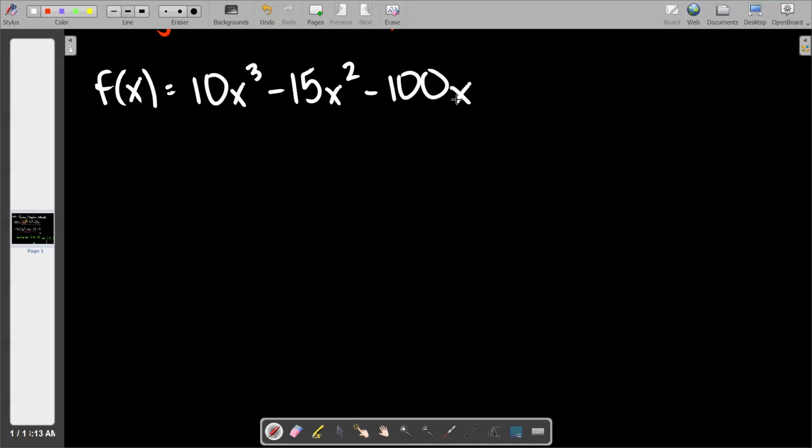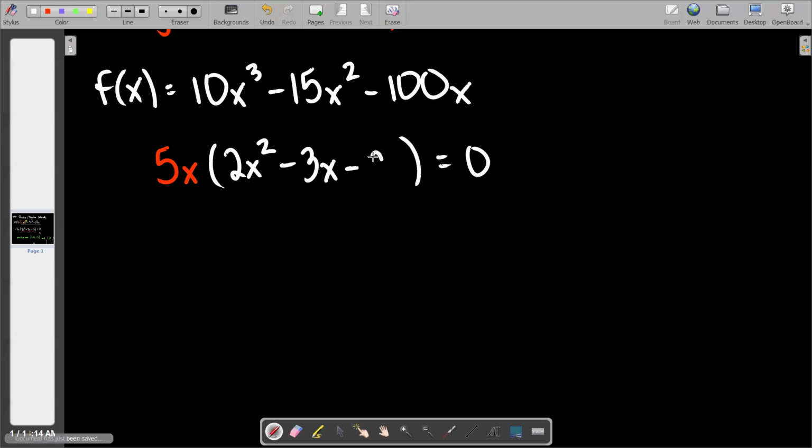What do we do first? Let's GCF that little son of a gun. What is the GCF? Can't get a 10, but you can get a 5, and you can get an x. And then that's going to leave behind what? 2x squared minus 3x minus... good. Let's factor the white thing down.